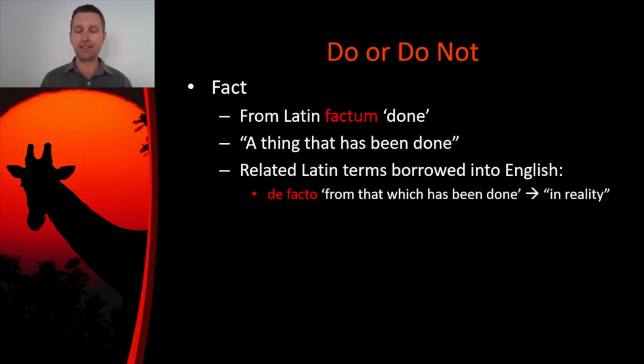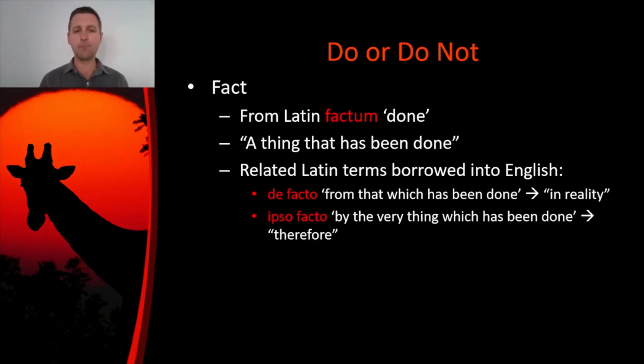We've been looking in the past several episodes at some of these little words in Latin, like de, some of these prepositions. De is a word that meant from or about or something like that. So de facto means from that which has been done. Of course, today we use it to mean in reality. So if we're talking about something being de facto whatever, that means in reality it's that, even if maybe other people say it's something else.